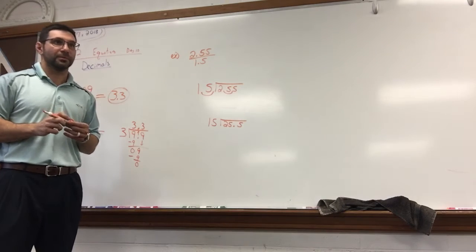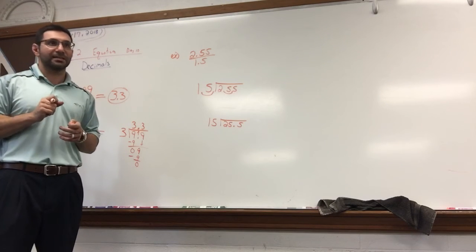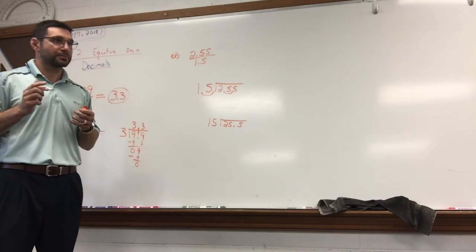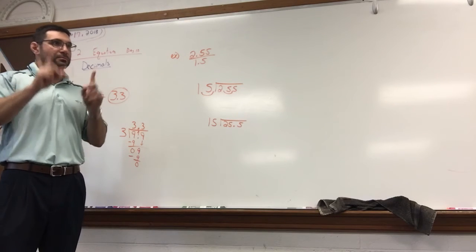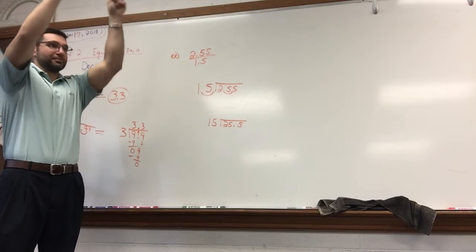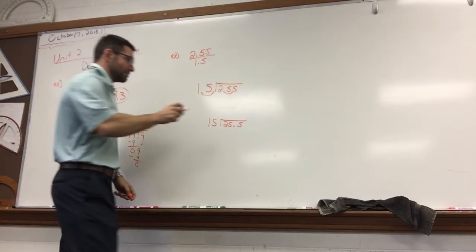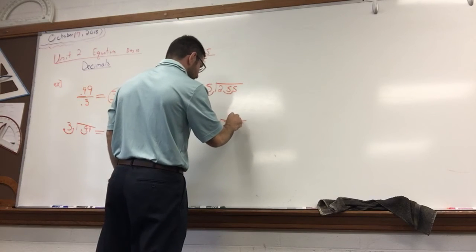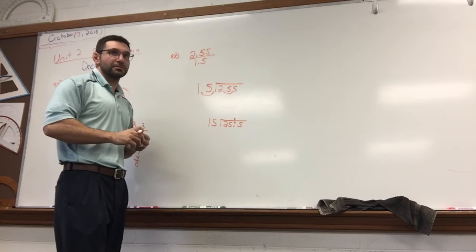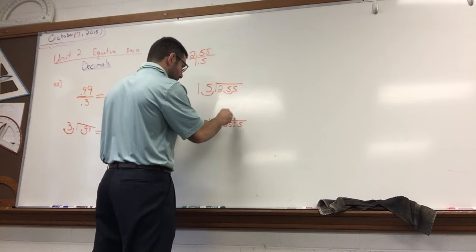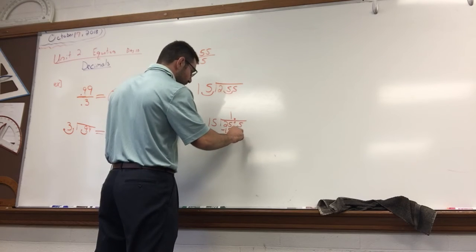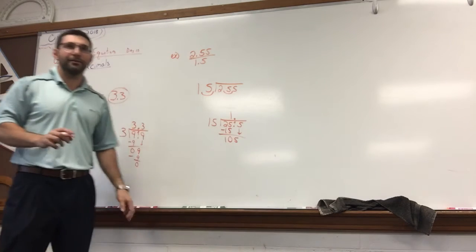Everybody with me there? Immediately, what happens to the decimal? Oscar, where's it go? Does it go up or down? Up, good. Decimal comes up. How many times does 15 go into 25, Cody? Once. 1 times 15 is 15. That leaves me with 10. The 5 comes down and I have 105.